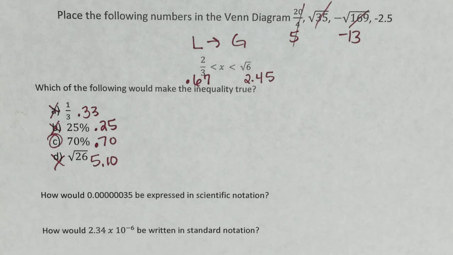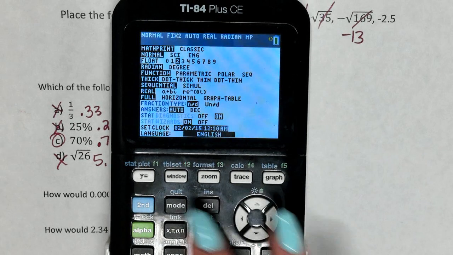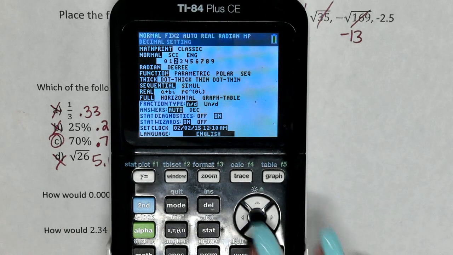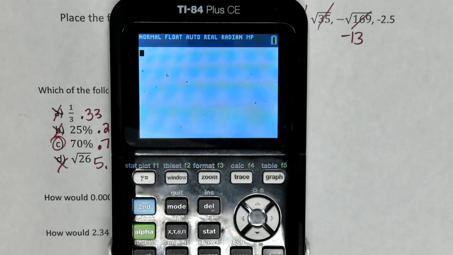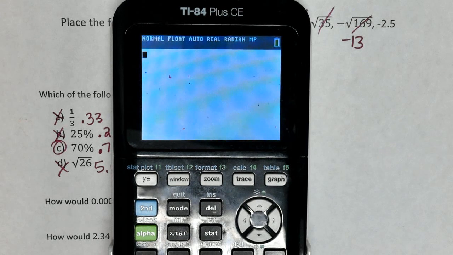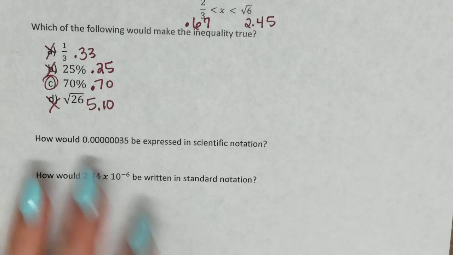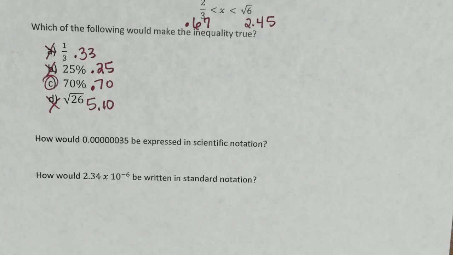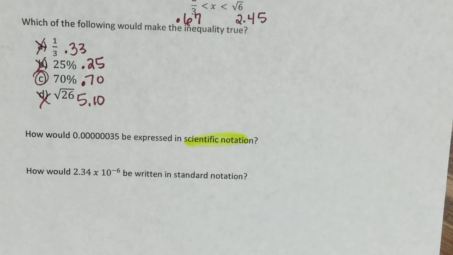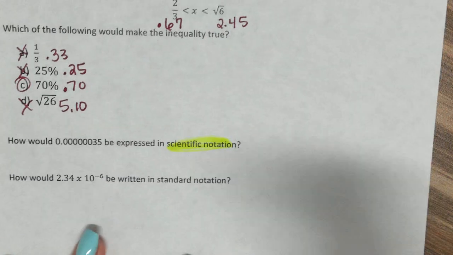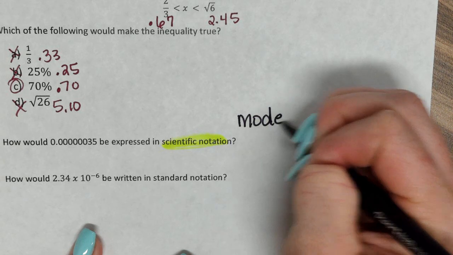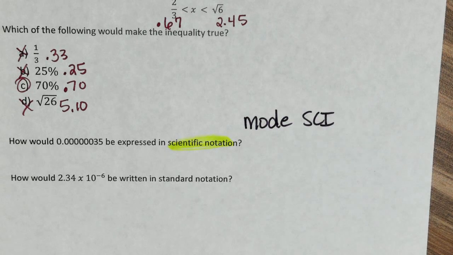All right, should we still be in mode float 2? No. Now we're going to go out of mode float 2 and we're going to go to mode float just to get out of it. Now look at the next question. How would this number be expressed in scientific notation? So what mode do I need to go to? SCI. I should see everybody doing this in their calculator.